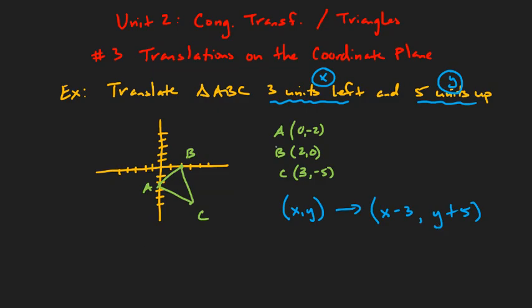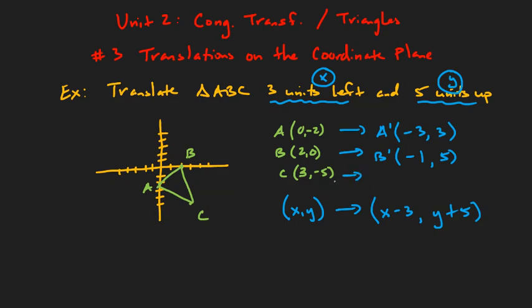For A, we're going to call it A prime for our image. We take the pre-image coordinates and subtract 3 from the X, so 0 minus 3 is -3. We take the Y and add 5, -2 plus 5 is 3. That is where A prime is going to be located. We'll do the same thing for B to get B prime. We take 2 and subtract 3, which is -1. We take 0 and add 5, which is 5.